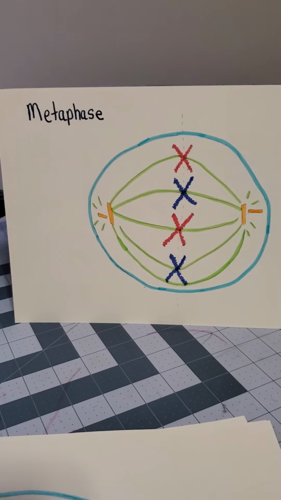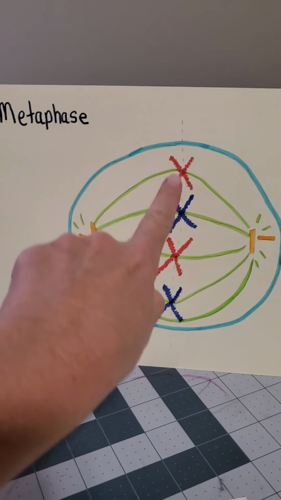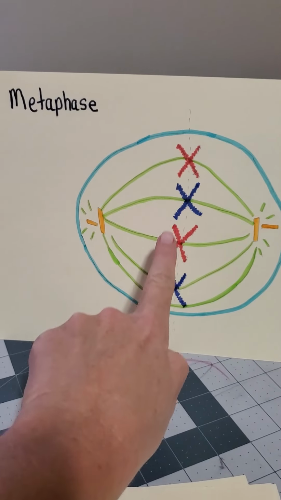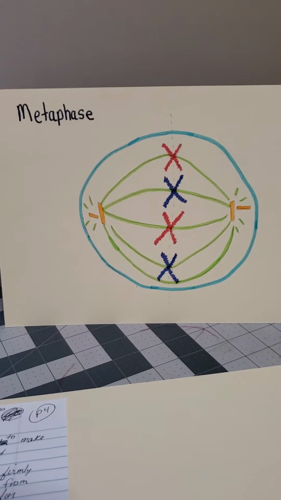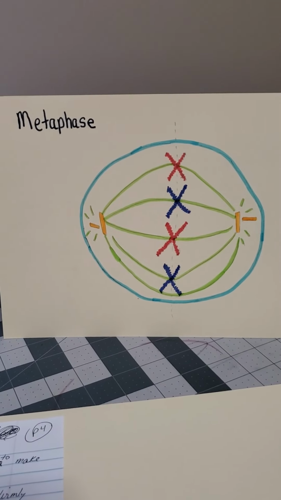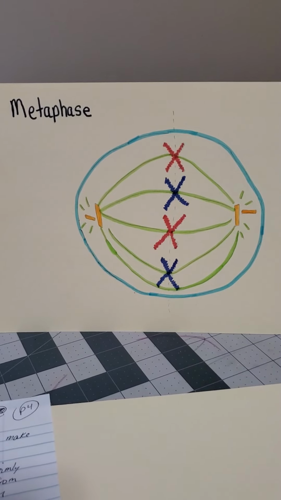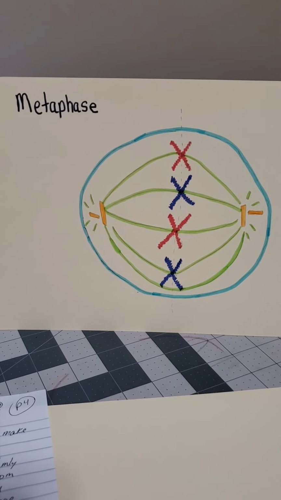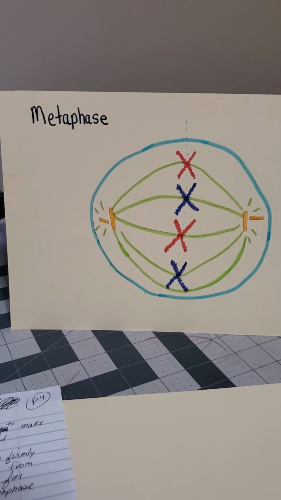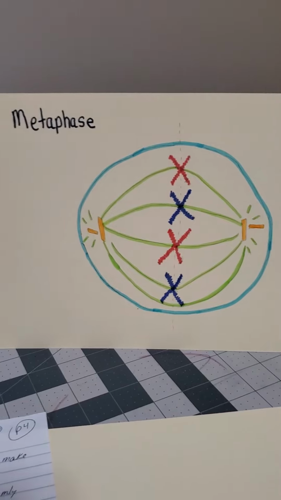The next phase is metaphase, and this is when the chromosomes are all lined up along the cell equator. According to our textbook, it's during the metaphase stage that another checkpoint takes place that's called the spindle checkpoint. And it is checking to make sure that all the sister chromatids are attached correctly to the spindles.